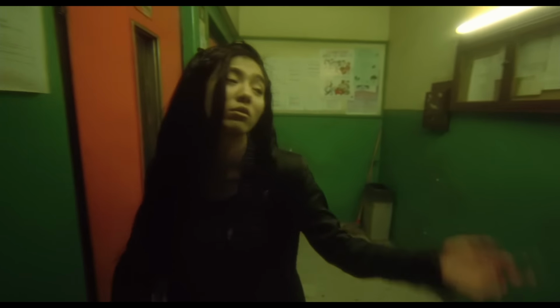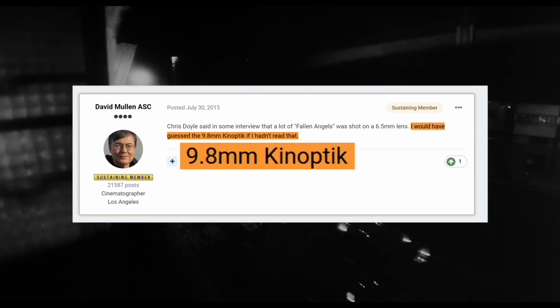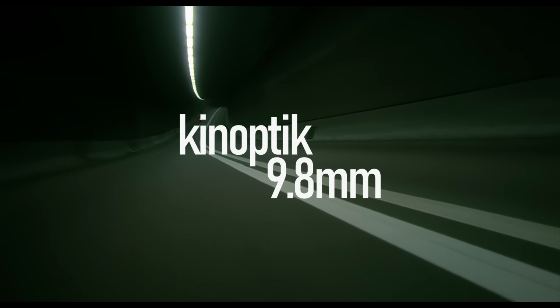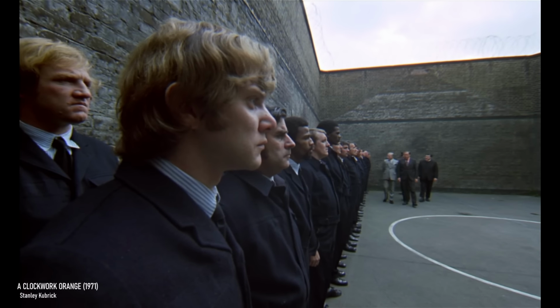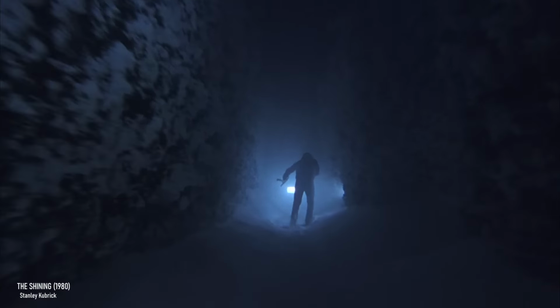However, reviewing the previous posts I'd originally gone off of, I found a surprising lead in a stray comment by another working cinematographer mentioning a second possibility, the Kinoptik 9.8mm lens. The Kinoptik 9.8mm ultra-wide lens is a classic in the industry, famously used by Stanley Kubrick in A Clockwork Orange and in The Shining, where it featured in the film's finale maze sequence.